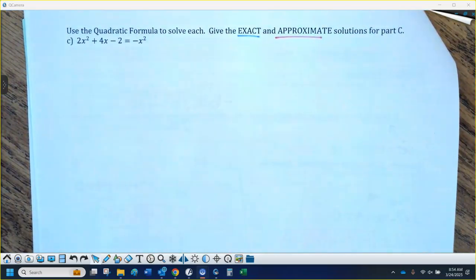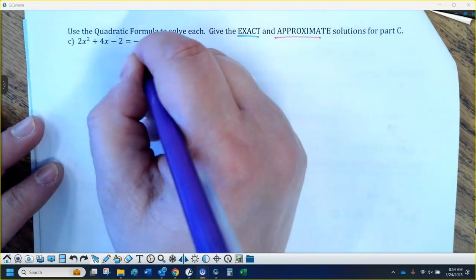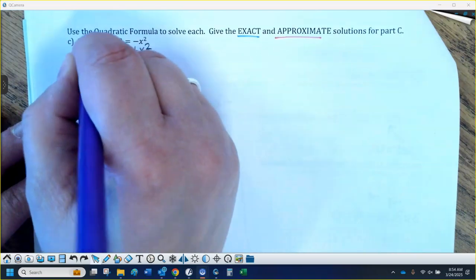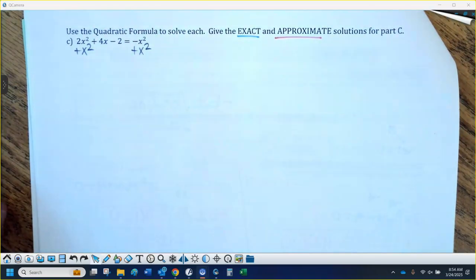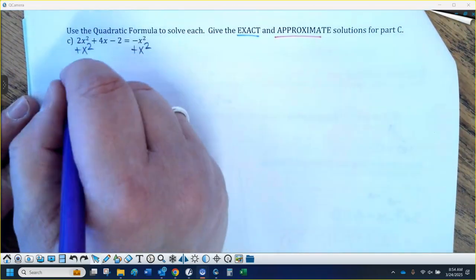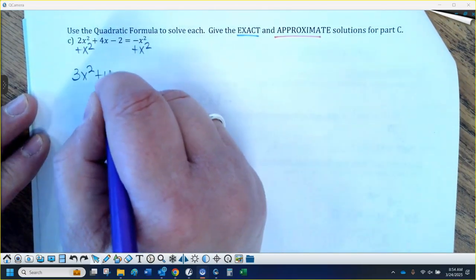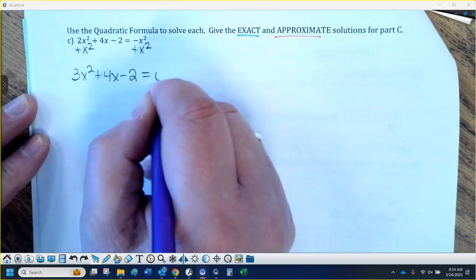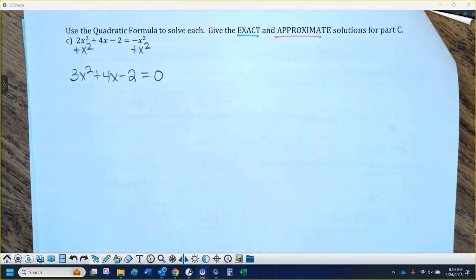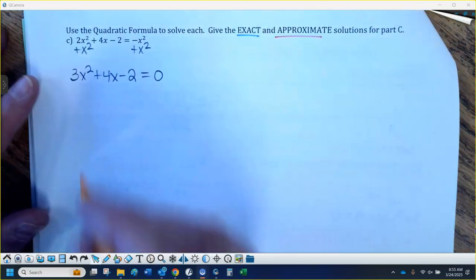Okay, now I got to set this equal to 0 first real quick. So I'm just going to add the x squared to the other side. Now on the other side I already had a 2x squared, so if I add one more to that, we'd have 3x squared plus 4x minus 2, and then that's equal to 0. Okay, now here, like 3, 4, 2, there's no greatest common factor, so I'm not going to divide and get rid of anything. We're just going to work with these numbers, which isn't bad because they're kind of small anyway.